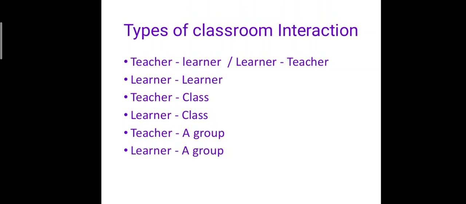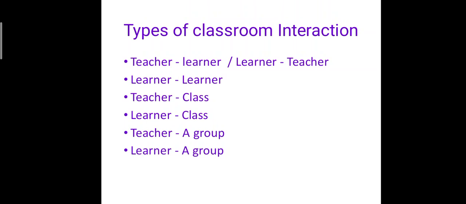In our conventional face-to-face classroom, naturally there will be interaction between teacher and learner. These are the two elements in any classroom. So there can be interaction from teacher to learner or learner to teacher. It's a single point interaction. Naturally, there will be only one teacher in a class, and the teacher interacts with a particular student, a particular learner. In another way, a learner can communicate with the teacher.